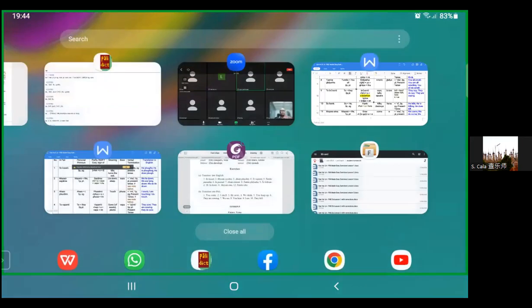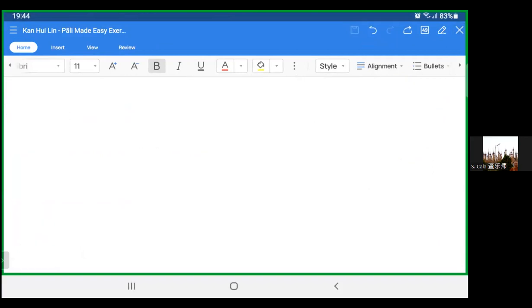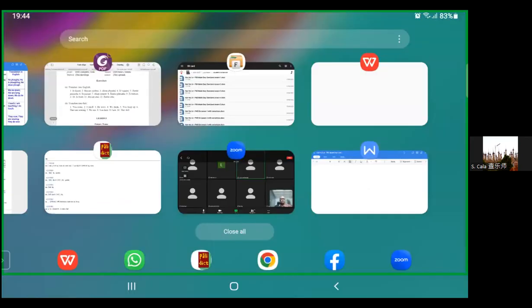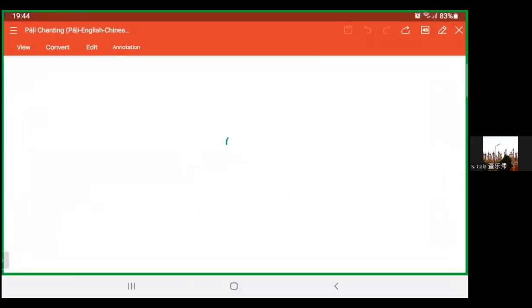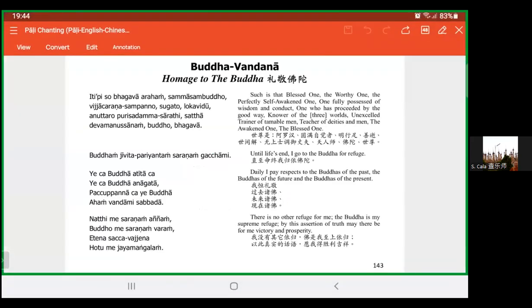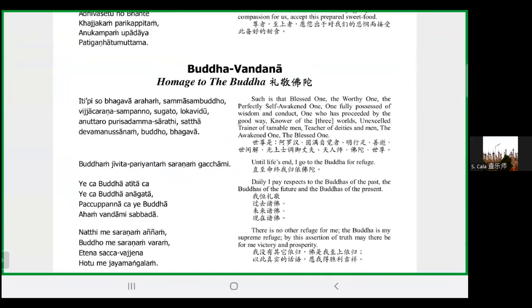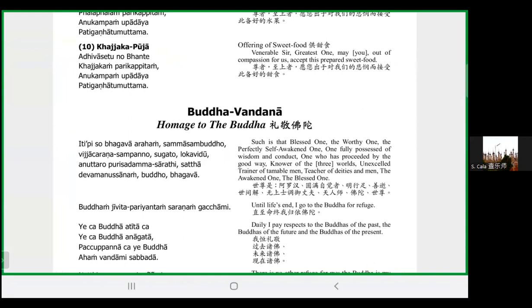So let's move on. Let me save it. Later I will share. Let's go and do the chanting. This one I got from the Tushita. I think their chanting is nice because they put the Pali and English together, easy for us. Now, you all recite this all the time. Now, you see this "so".